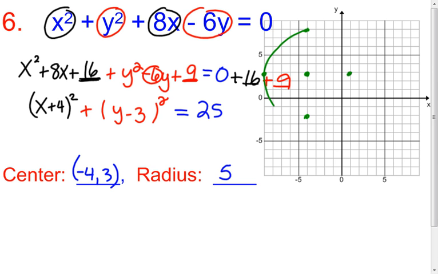And so your circle, when you graph it, whoa, I missed that bad, sorry. Your circle, when you graph it, should look something like that. Okay?